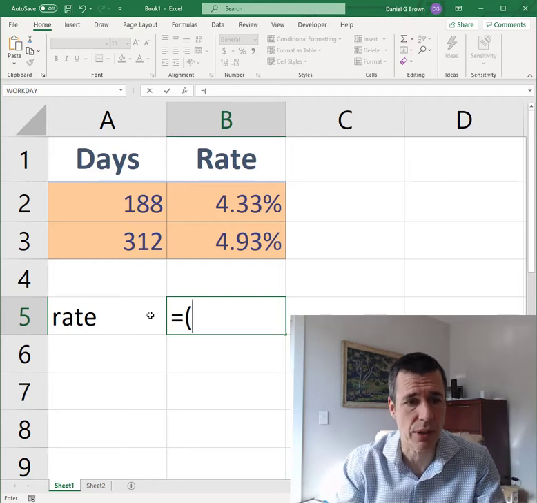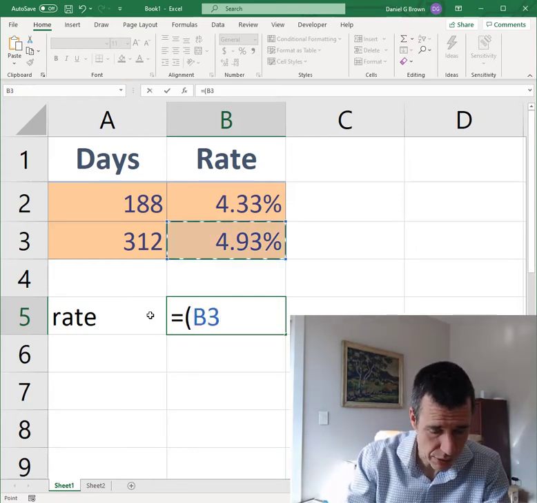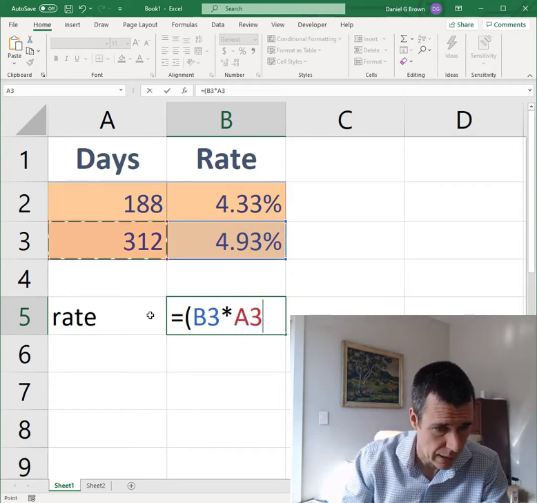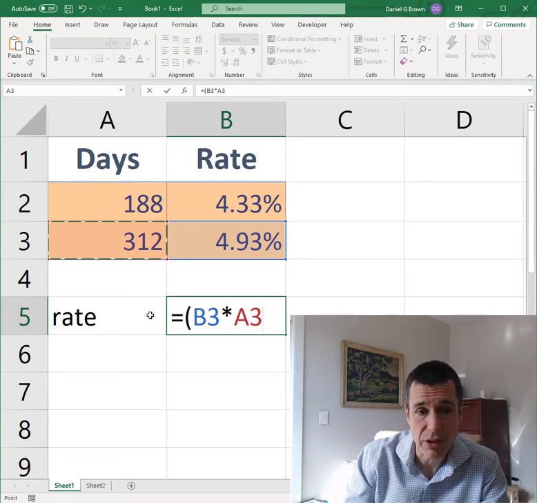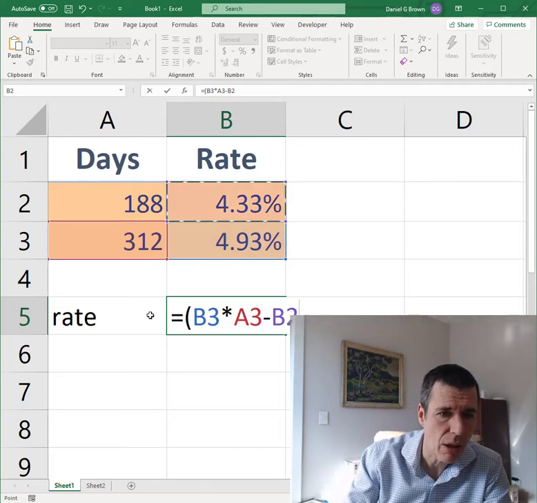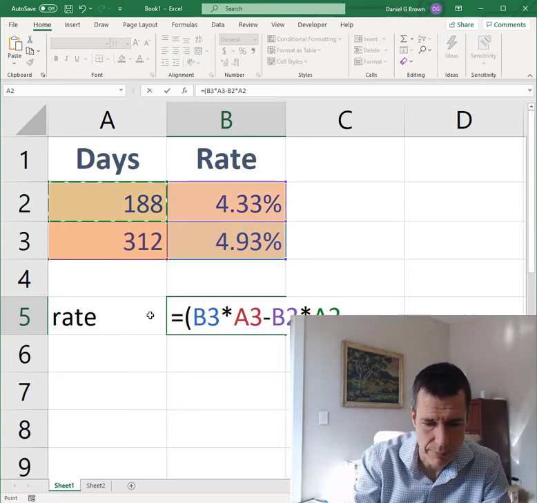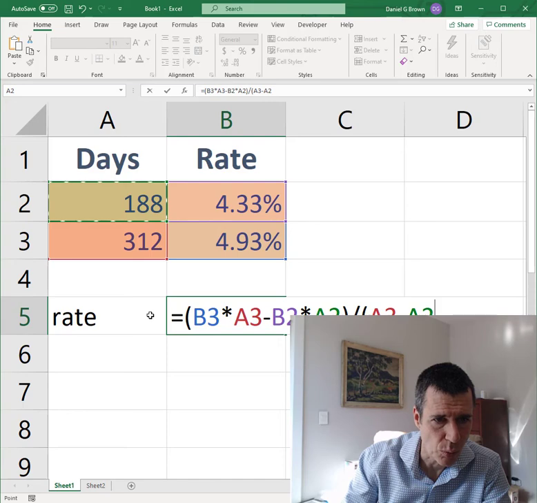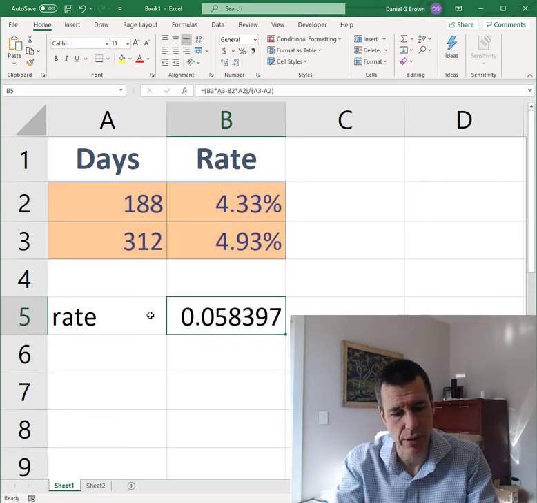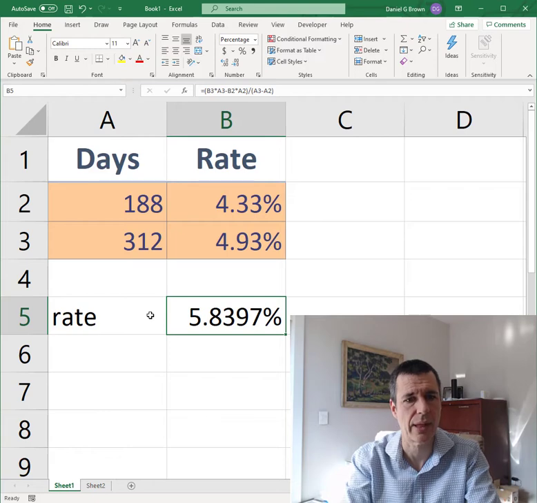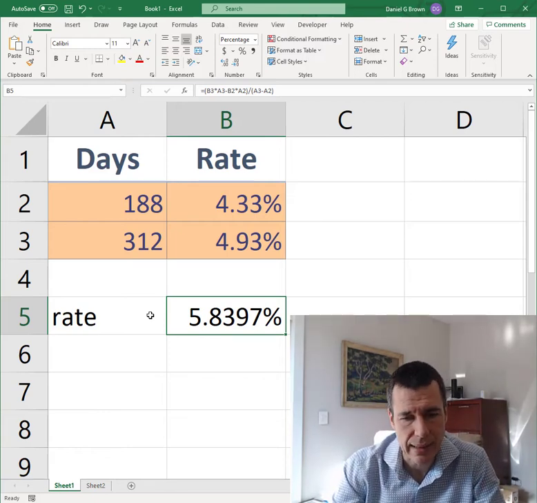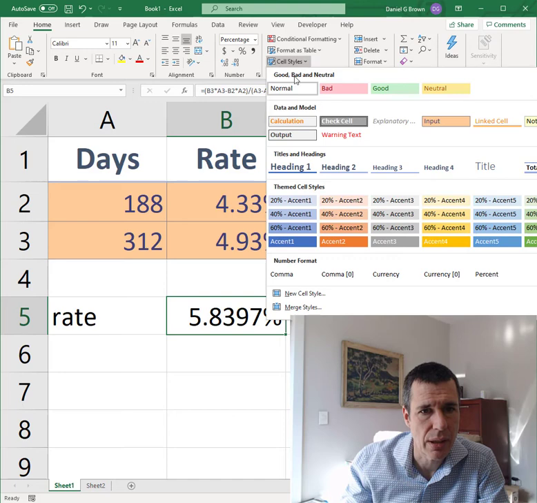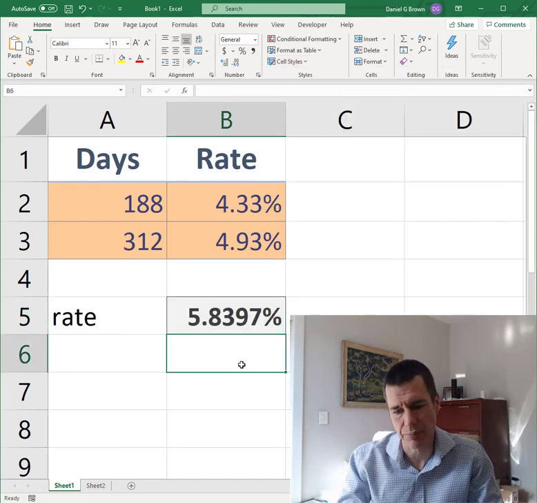So let's just see how that works. That's going to be R2, 4.93, times T2, 312 days. Normally we would think about time in years, but here it doesn't really matter as long as we're consistent. Minus R1 times T1, divided by T2 minus T1. Let's format that as a percentage. 5.8397. So that's our calculation. Pretty quick and easy.